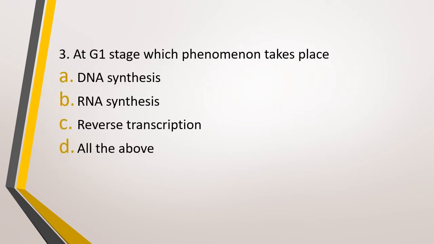Question number 3. At G1 stage, which phenomenon takes place? Option A, DNA synthesis. Option B, RNA synthesis. Option C, reverse transcription. Option D, all the above. At G1 stage, which phenomenon takes place? The correct answer is option B, that is RNA synthesis.